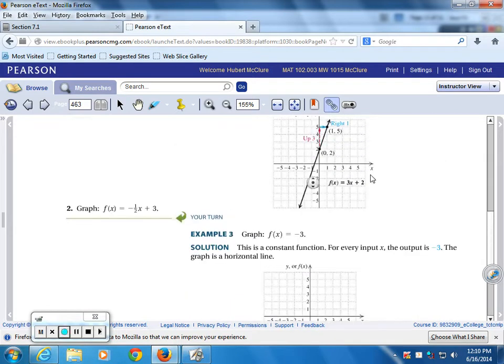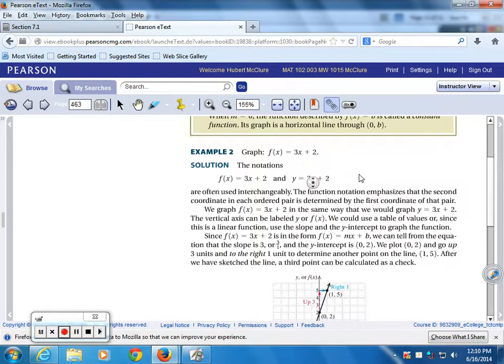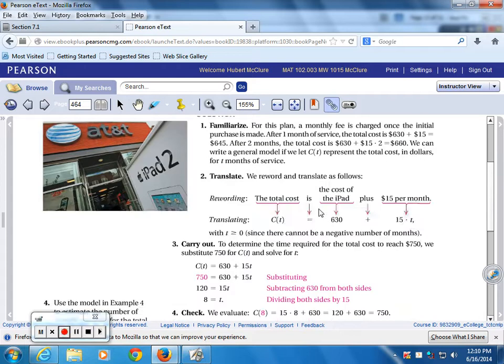Look at there. y is equal to 3x plus 2. You should know how to graph that. I'm trying to see how far I've covered, so just bear with me for a second.